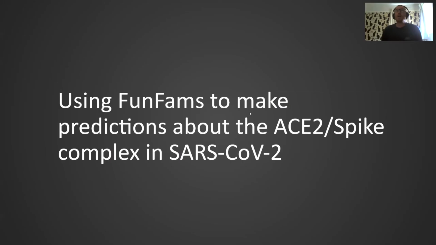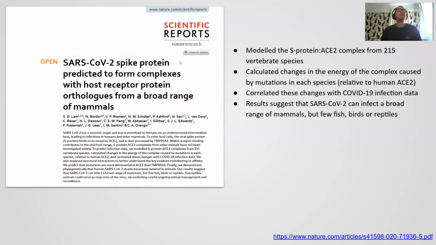Okay, so another point was an application of us using these FunFams to make predictions about the spike–ACE2 complex in SARS-CoV-2. This is a paper that was published in Scientific Reports, where essentially we modeled the spike protein–ACE2 complex from 215 vertebrate species, and we calculated the changes in the energy of this complex caused by mutations in each of those species, all relative to human ACE2. Then we correlated these changes with known infection data, so which species were known to be able to carry COVID-19.